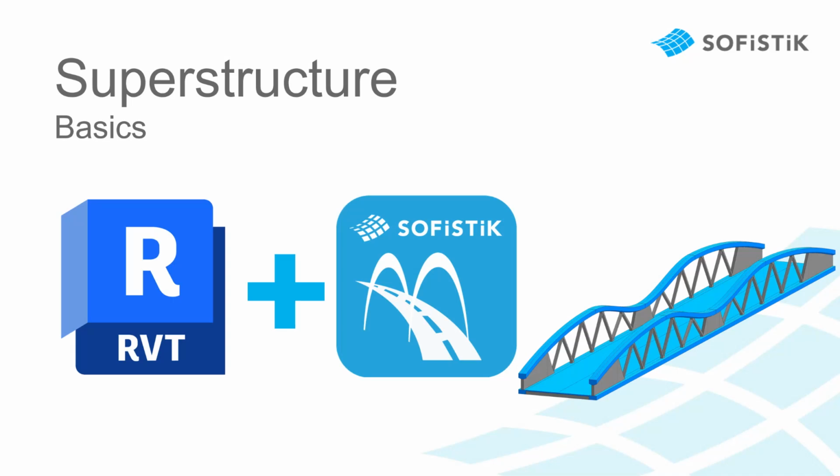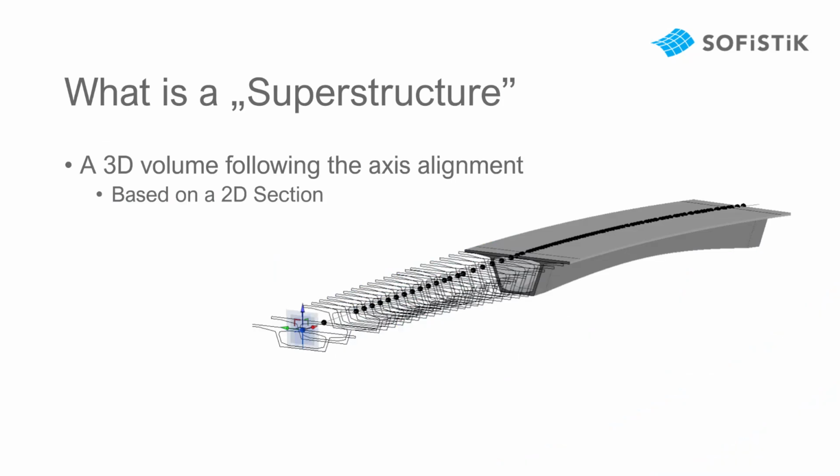In this video I will show you how to use Revit families for the Superstructure command and talk about the basics required to do it in an efficient way. What is a superstructure? A superstructure is a volumetric geometry that follows the axis alignment of the SOFiSTiK Bridge project. It is based on a 2D section which is placed in an interval to achieve perfect accuracy for the parametrized superstructure volume that is created.